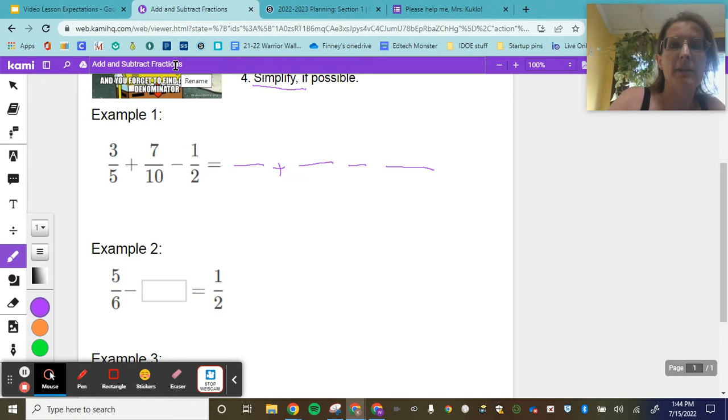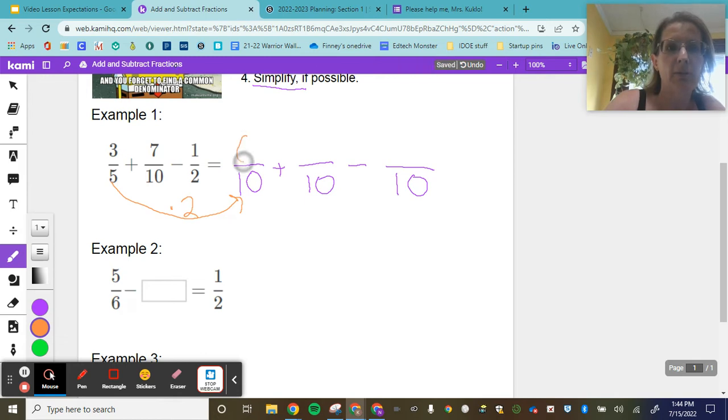But I know that my common denominator is 10. So I'm going to make all of my denominators 10. And then how do I get from 5 to 10? I'm going to do times 2. 5 times 2 is 10. 3 times 2 is 6. And how do I get from 10 to 10? I don't have to do anything. So I leave my 7 the same.